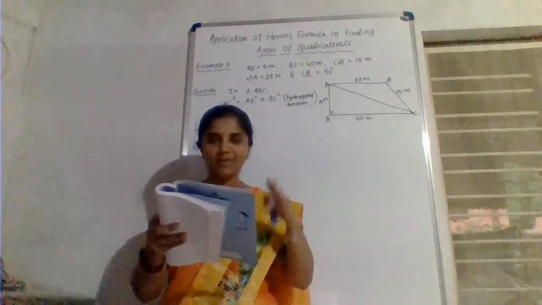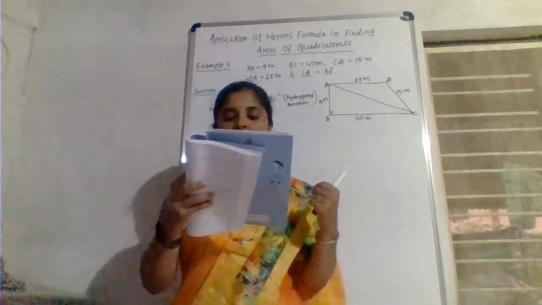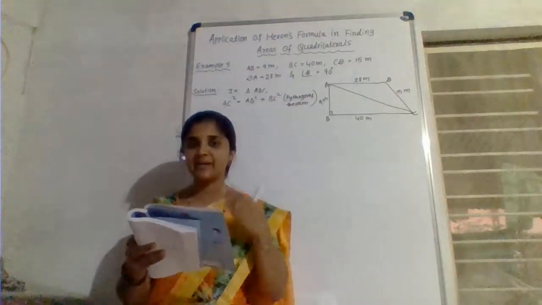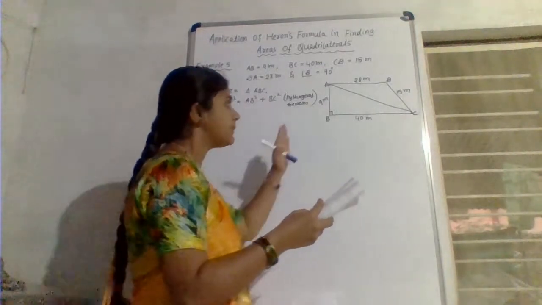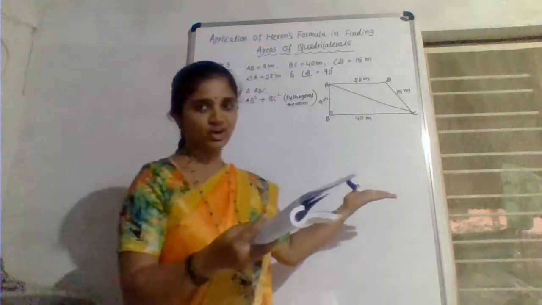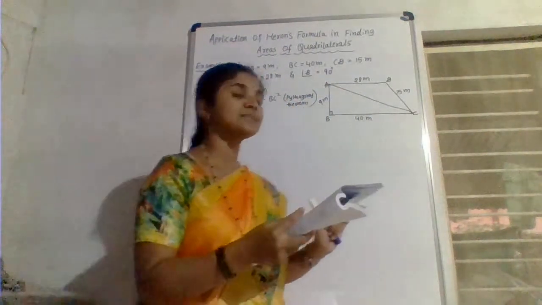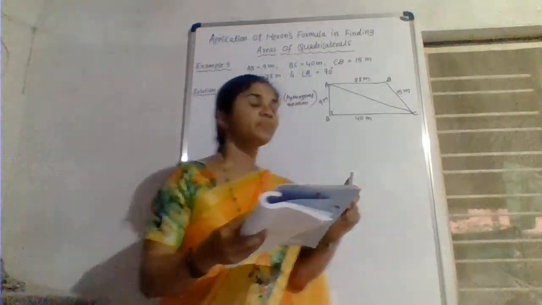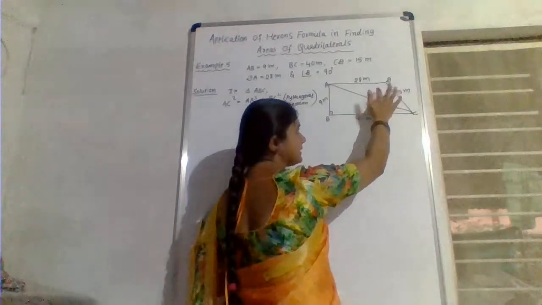You can imagine the diagram given in the question. Here the measurements are given. What are the measurements? AB is 9 meters, BC is 40 meters, AC is not given. Then AD is 28 meters and DC is 15 meters. The first group cleaned this much area and the second group cleaned this much area.